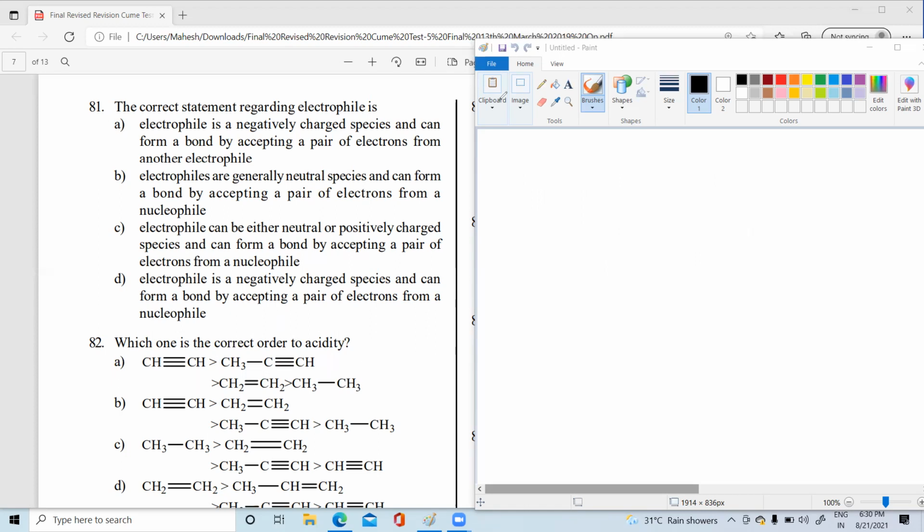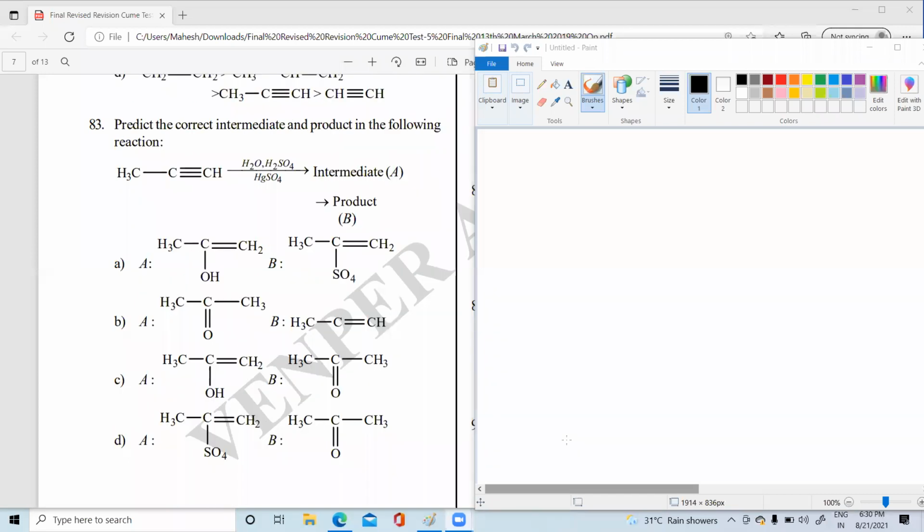Next question, number 83. In question number 83, students, predict the correct intermediate and product in the following reaction. They have taken propyne, right? And they are adding H2O in the presence of mercury. Mercury catalyzed Markovnikov addition, students.